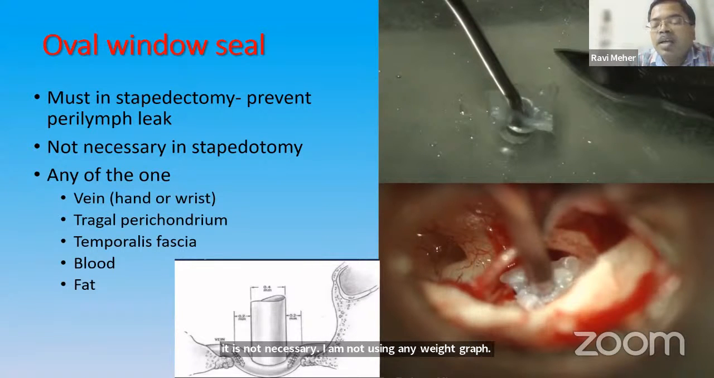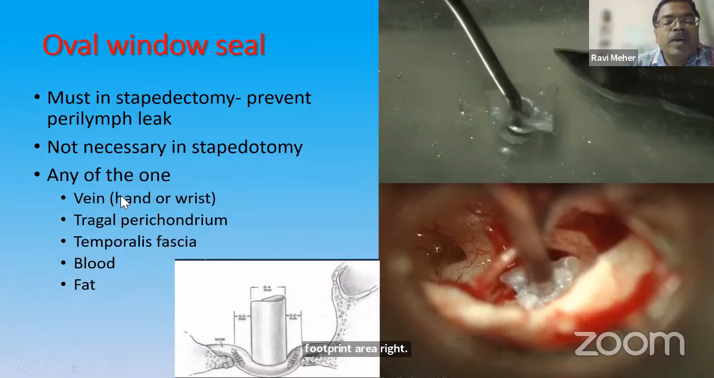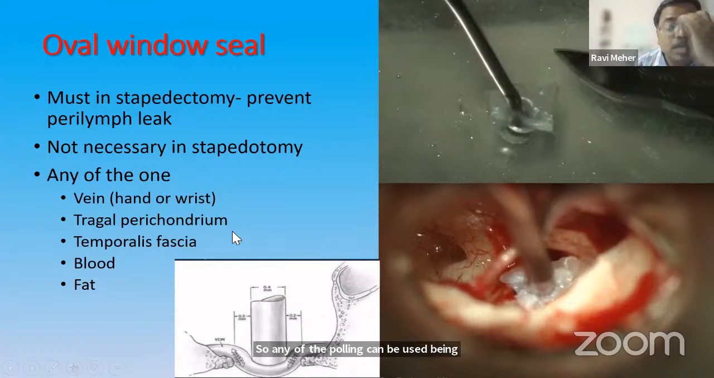The blood around the piston will actually seal the footplate area, right? So any of the following can be used: vein, tragal perichondrium, temporal fascia, blood or fat to seal the stapedotomy, right?